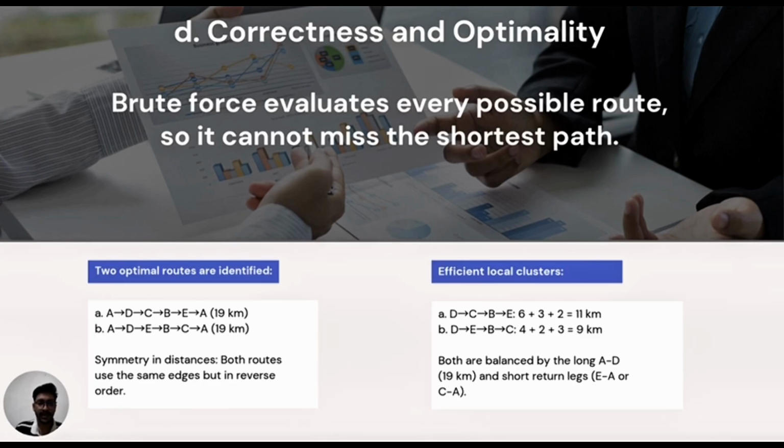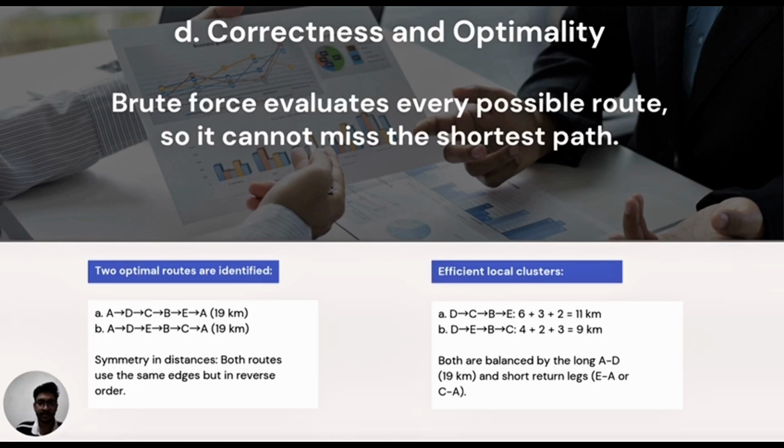2 optimal routes are identified, which is A, D, C, B, E to A, which is 19 kilometers, and the second one is A, D, E, B, C to A, which is also 19 kilometers. Symmetry in distances: both routes use the same edges but in reverse order.